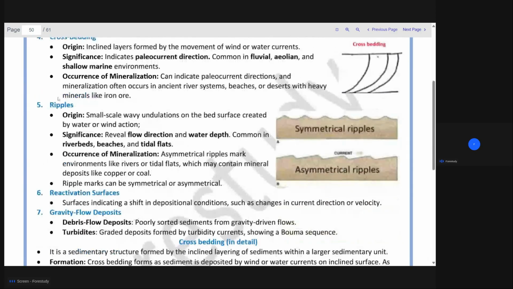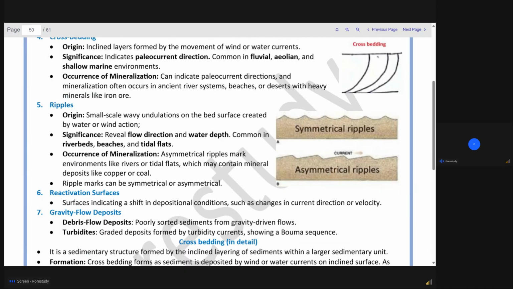Then we have ripples. These are symmetric ripples, and these are asymmetric ripples. Here you can see both sides have the same dip amount, but in opposite directions. Whereas this one has a gentle slope and a steeper slope. The steeper slope indicates the current direction.